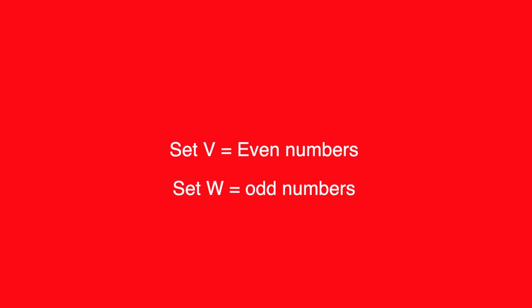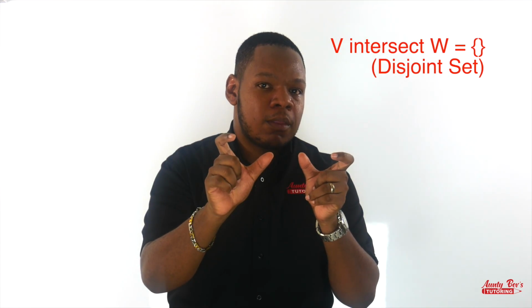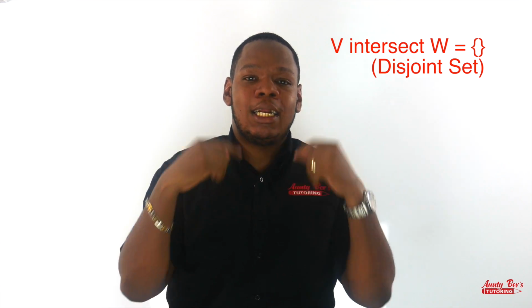Now, if we have 2 sets and the intersection, let's say we have a set V and a set W. Set V equals even numbers, set W equals odd numbers. Now, when we look at the intersection, it's an empty set. Then we would say that's a disjoint set, which means they're not connected. So when you have an intersection of two sets that gives you an empty set, that's what we call a disjoint set. So there you go. I just explained disjoint sets easily. It flows perfectly from intersection.